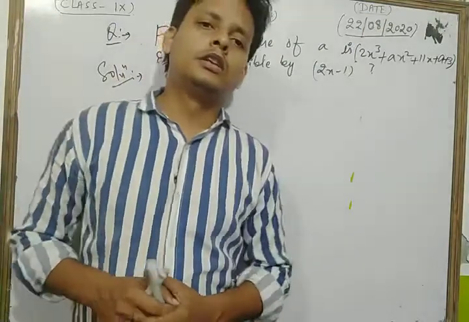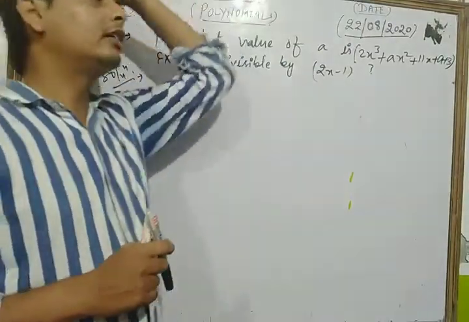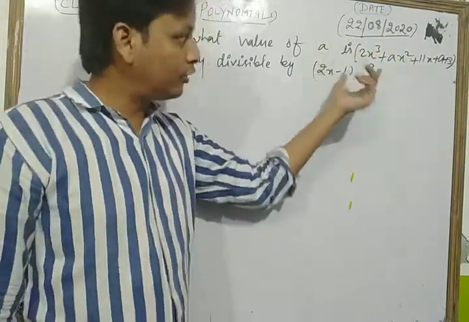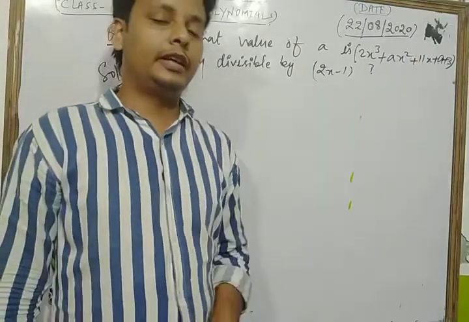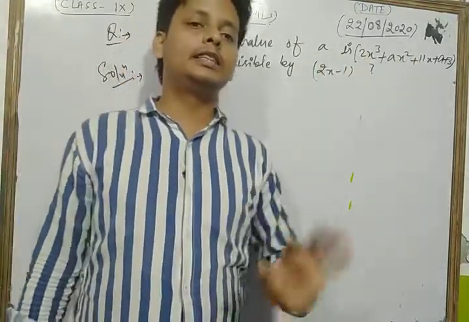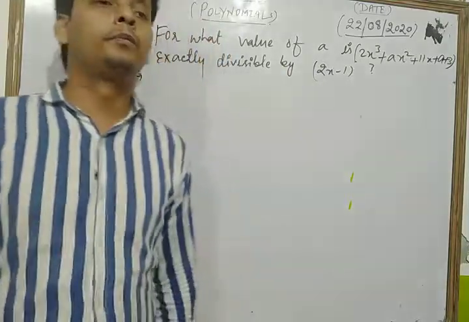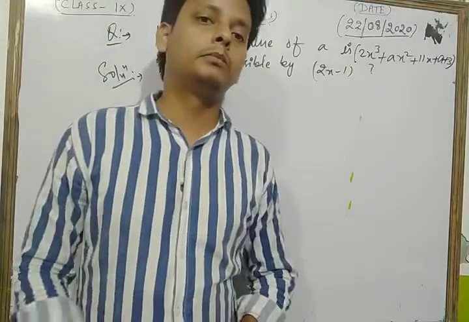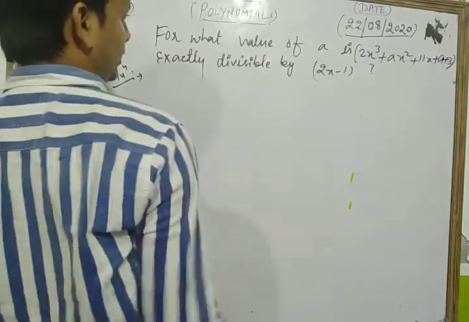Dear students, this question is also solved with the help of the factor theorem, because here in the given question we find the value of a for which this polynomial is exactly divisible by this. Dear students, any polynomial is exactly divisible by a factor if and only if the remainder is equal to 0. So first of all, let's see its solution in this way.